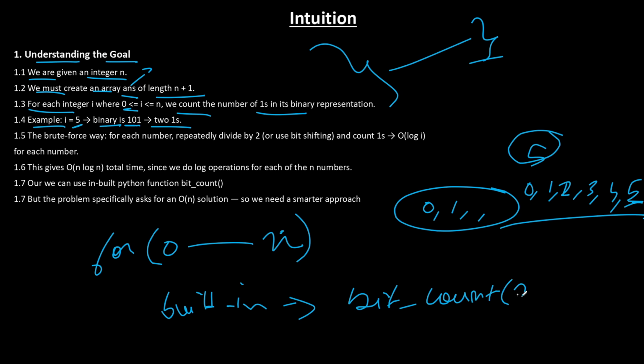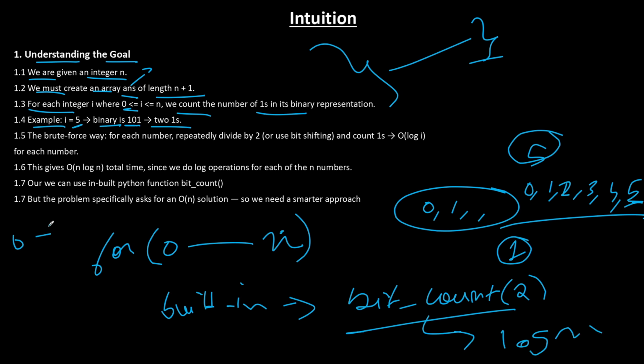If you throw any integer into this function call, it will return the number of set bits, or number of ones, in the binary representation of that integer. This takes time complexity log n, and since we're going to iterate from 0 to n, that takes another n. So the time complexity becomes n log n.